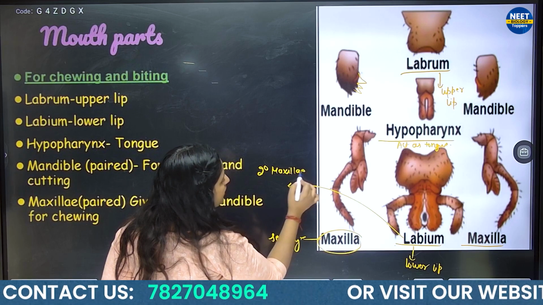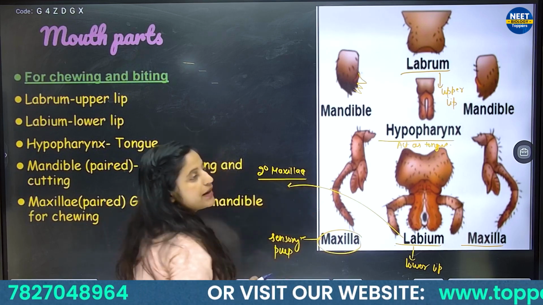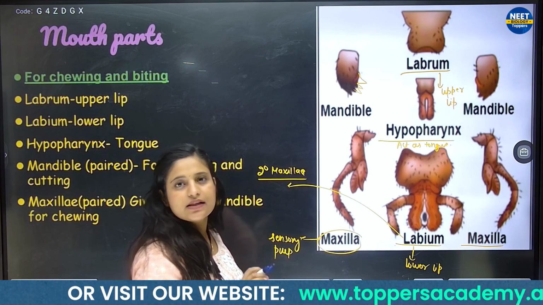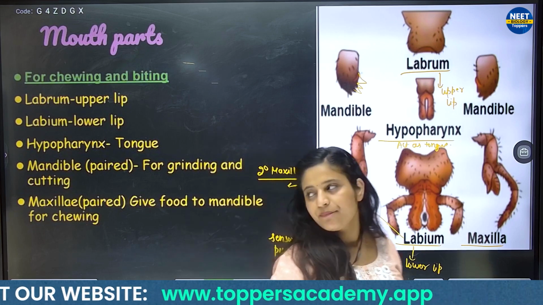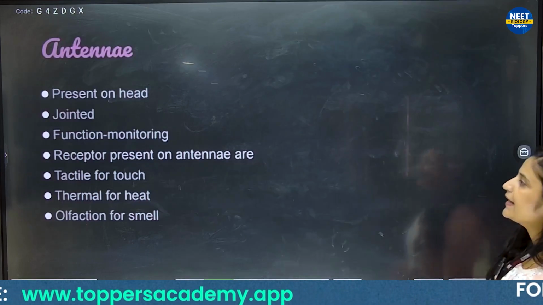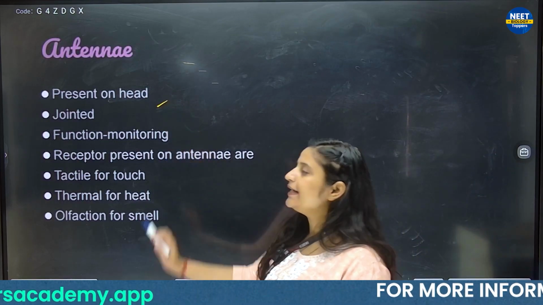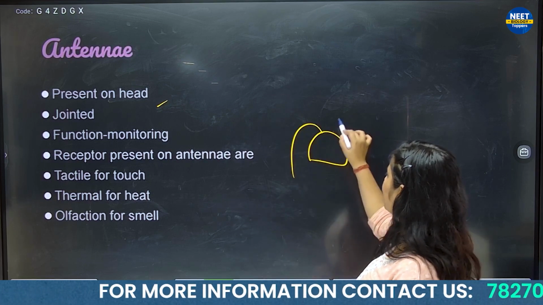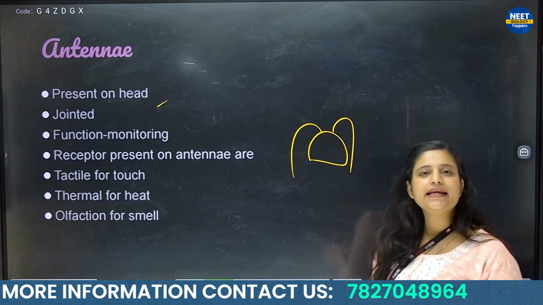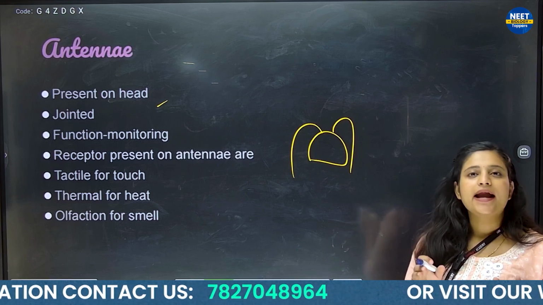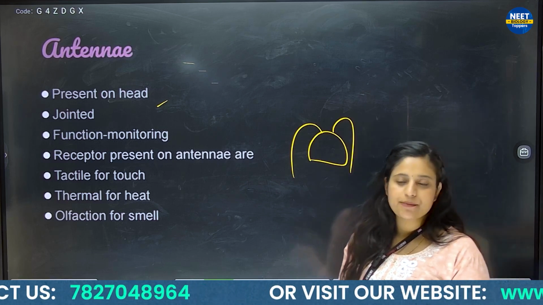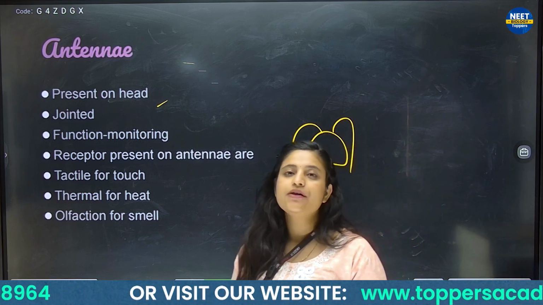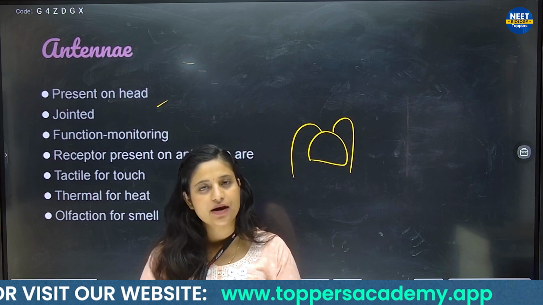Okay, next, this labium is also considered as a secondary maxillae. Why do we consider it a secondary maxillae? Because it also contains the sensory palp. Okay, the next, the antennae. Where are the antennae present? Suppose this is the head of the cockroach. Here the antennae are present, on the head, and the antennae contain some receptors which are responsible for monitoring the environment.